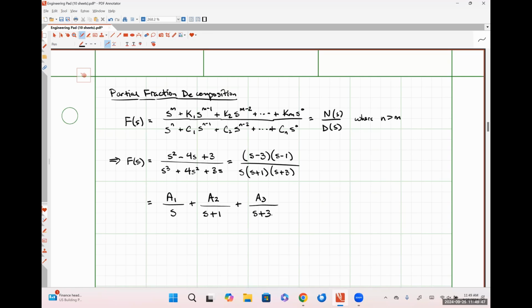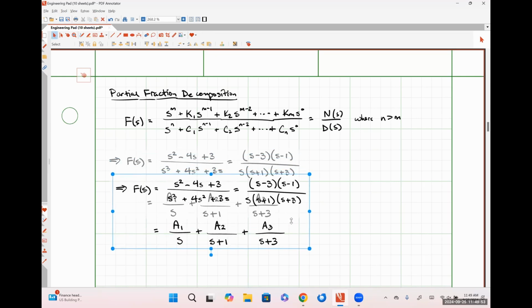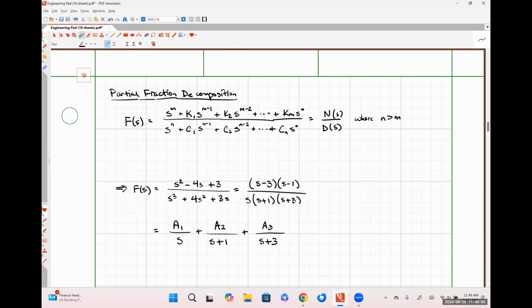Just to be super clear here, I guess I should have tucked this in. So this is a special case, sorry about this, where we have distinct real poles. Sorry for missing this. So what I mean by distinct real poles is, okay, so let's talk about what a pole is. Sorry, I'm a little disjointed here, okay?